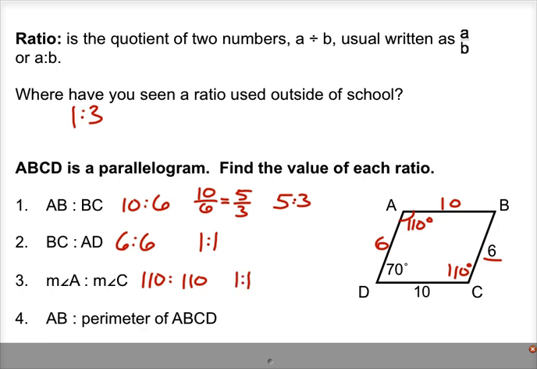Number 4. AB to the perimeter of ABCD. AB is just the top, so that's going to be 10. The perimeter of the entire shape, so add up all 4 sides, and you get 32. Now I just need to reduce 10 to 32. It looks like they're both divisible by 2, and it reduces to 5 to 16.